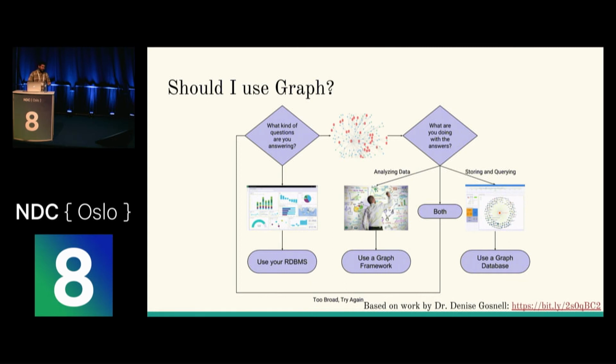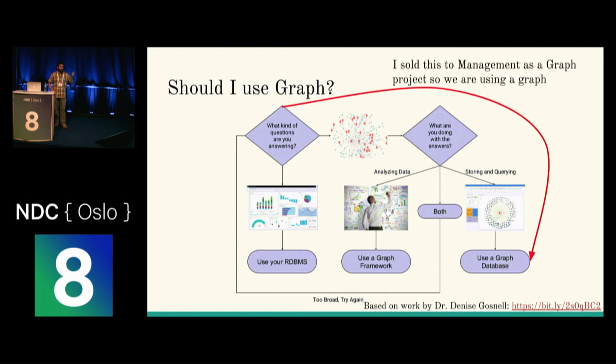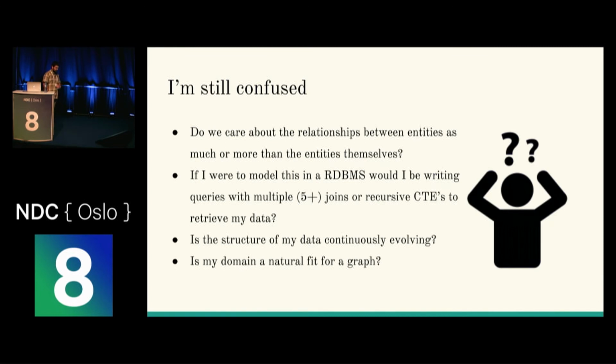because you're trying to answer two different types of questions with the same solution. As I said, I've spent a lot of the past couple of years working as a consultant, and the one I see more often than not is this one, which is, I sold this to management as a graph problem, so we're using a graph database to solve it. As I said, you can solve any of these problems we've talked about with a graph database. It just may not be your optimal solution. Are you still confused?